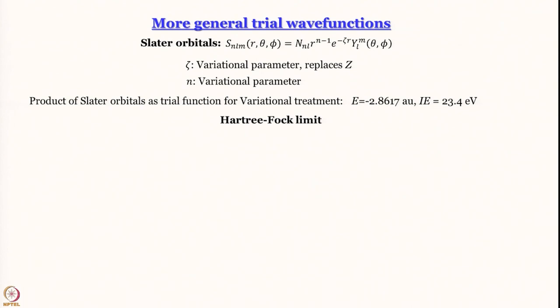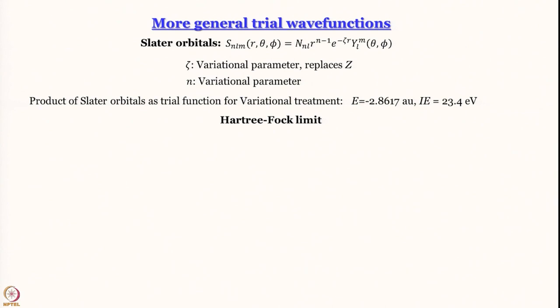Okay. And again, what kind of a problem is it? It is a minimization or an optimization problem. I have two parameters, zeta is one, n is the other. I need to minimize energy with respect to zeta as well as n. So, you know how to do it, take the derivative, in this case the partial derivative, and equate to 0.